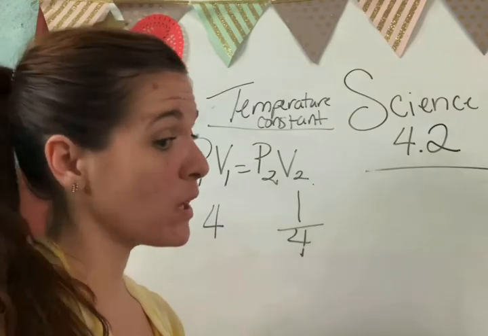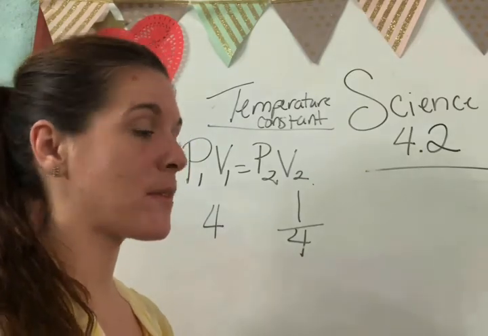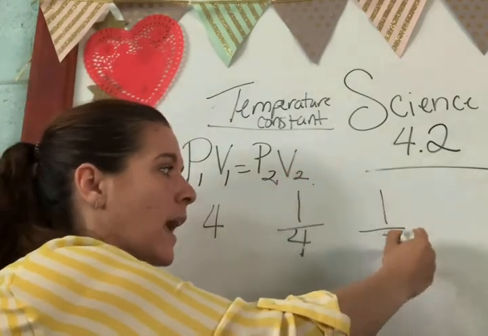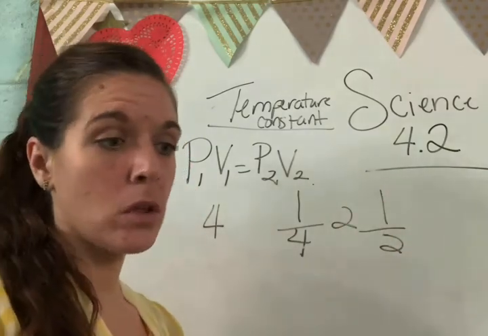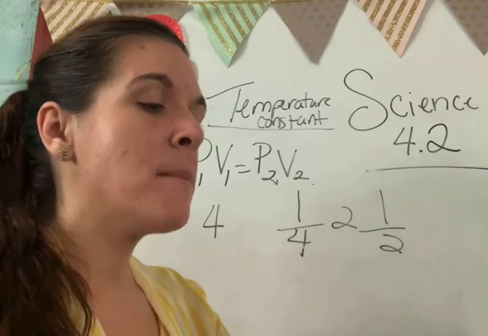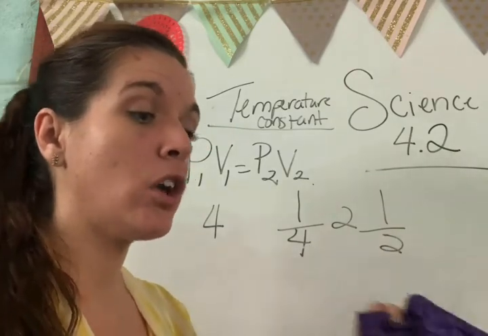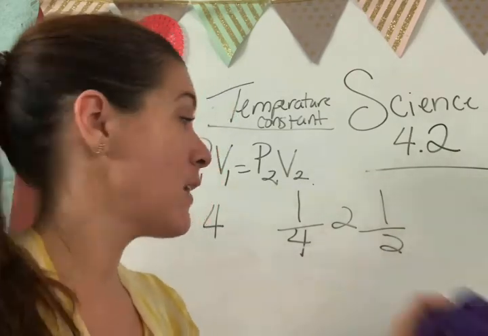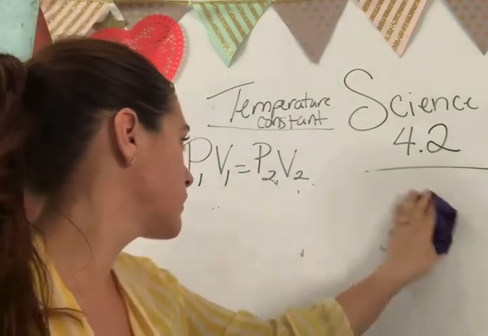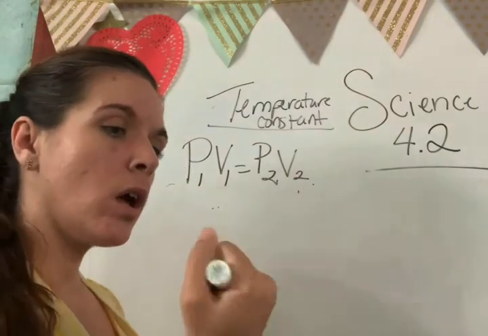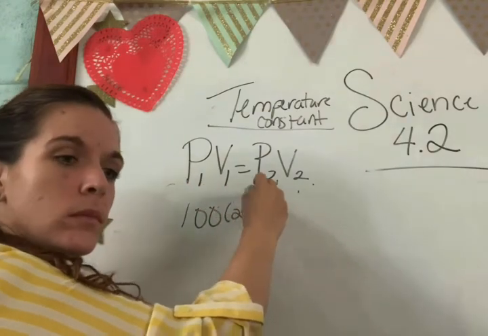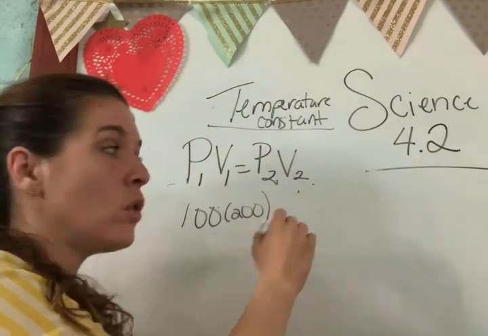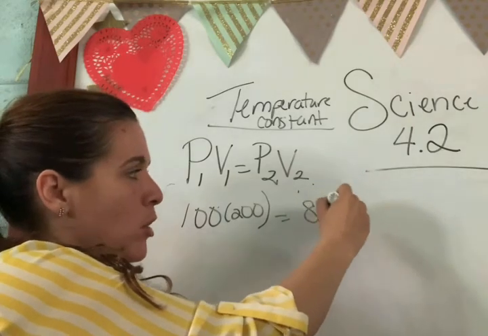So that's number 3. If the volume of a gas doubles, what happens to the pressure? It should be cut in half, okay? If it goes up by 2, it should be cut in half. Okay, a mass of air has a pressure of 100 kilopascals and a volume of 200. If it is compressed to a new volume of 80, what's our pressure?